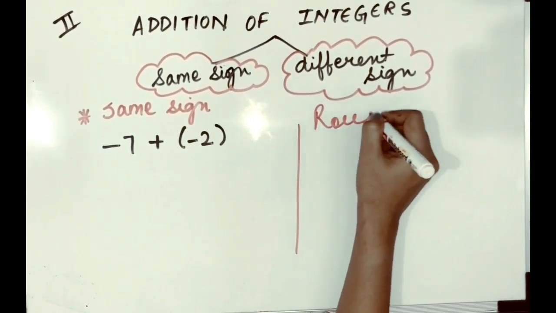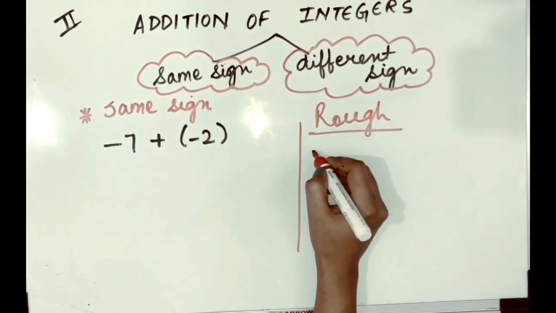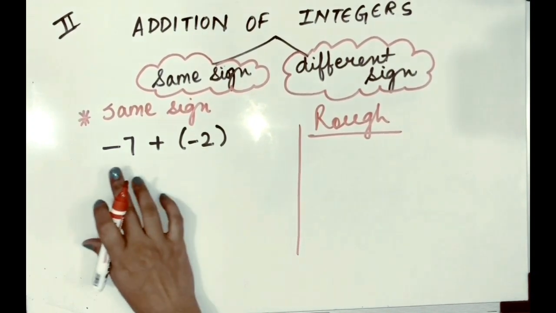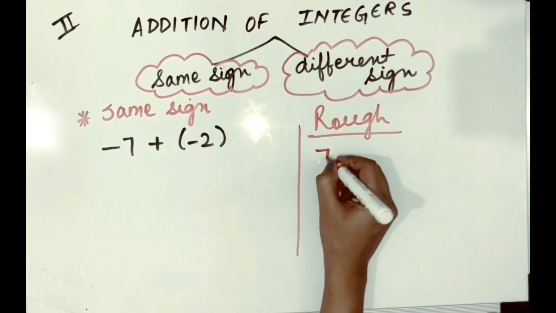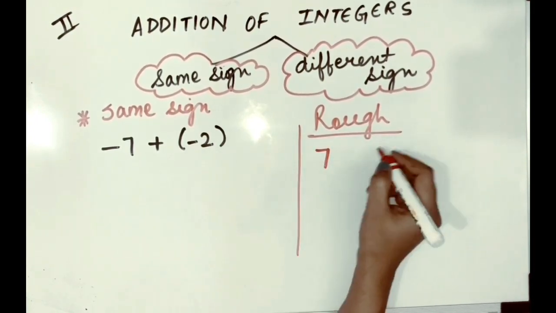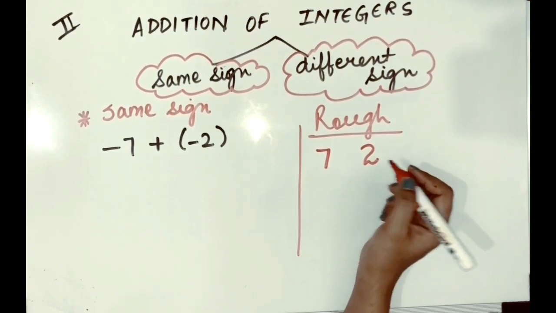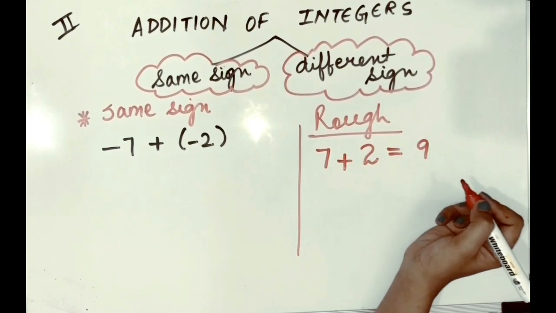let us write a rough, we'll solve in the rough side. You can see this is -7 and this is -2. First we'll write the absolute value. Absolute value of -7 is 7 and absolute value of -2 is 2. So according to the first step, we'll add the absolute value. So when we add the absolute value, we get 9.